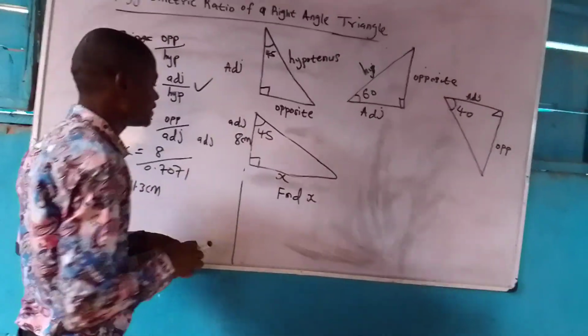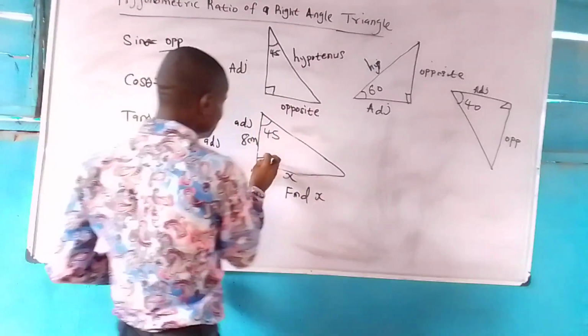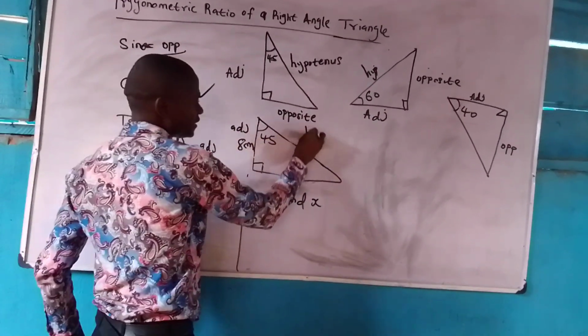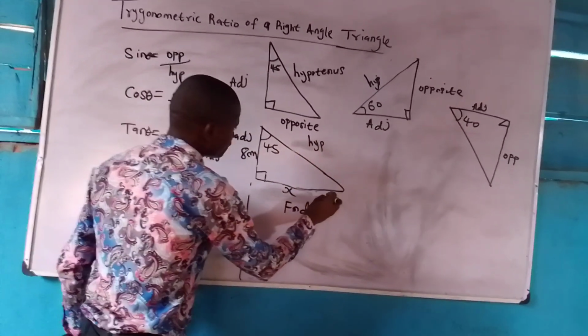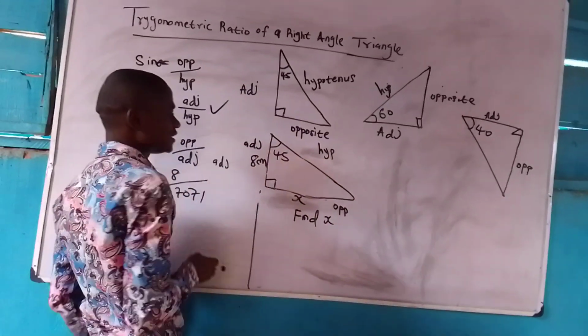What do we do? Look at it. We still identify our sides. Where the angle 90 is pointing is still our hypotenuse, right? Where this angle is pointing is still our what? Opposite. Now the remaining side is adjacent.